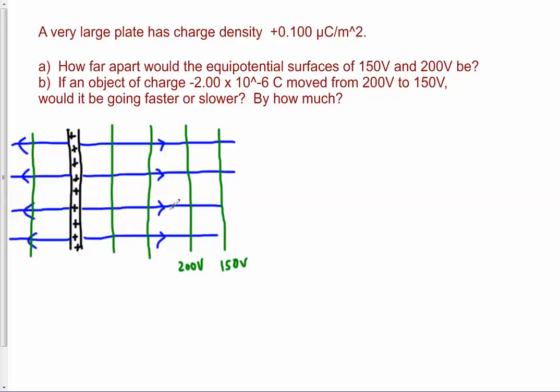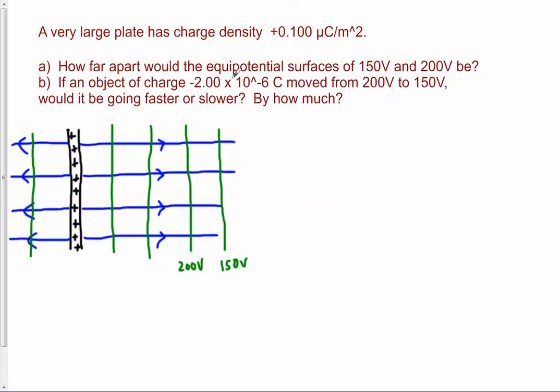The only thing I do know is the potential should go down as we follow the arrows on the field lines. So if you follow the field lines, you should be going downhill. Your V should be going down. So since the arrows in this section are going from left to right, my 200 volt line should be to the left of my 150 volt line. Okay.